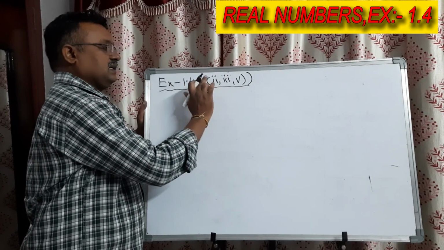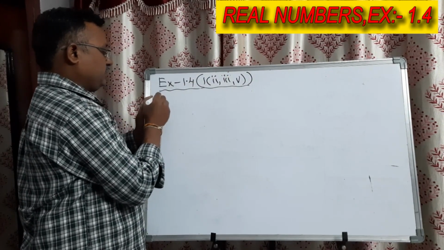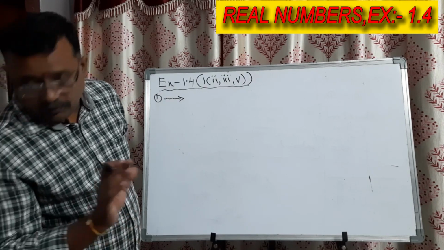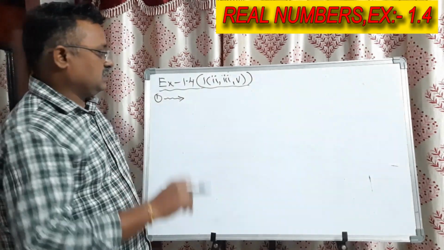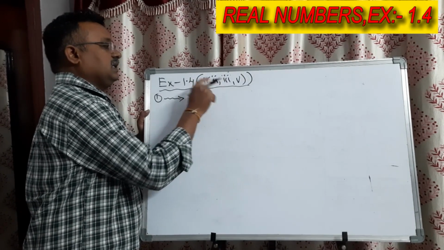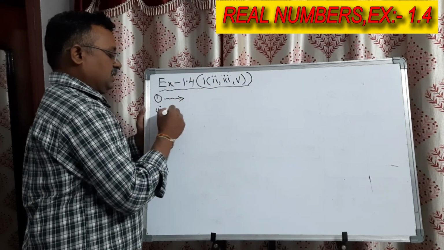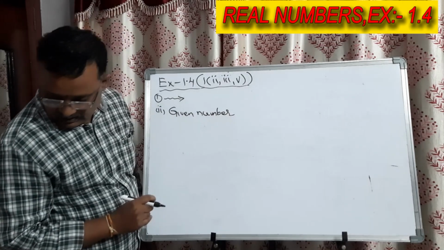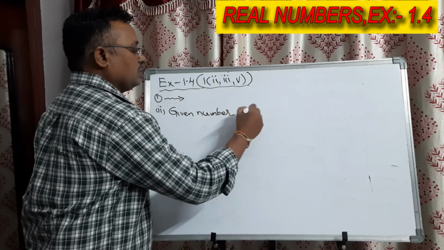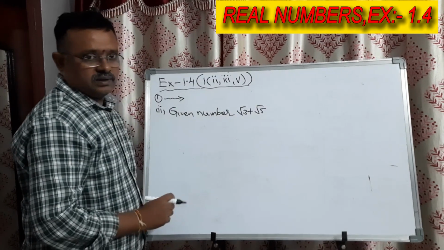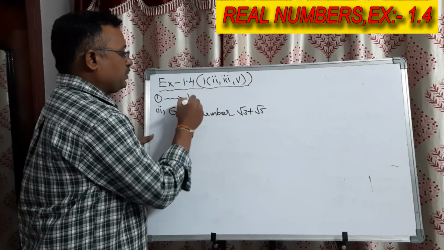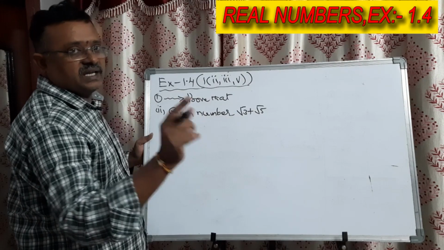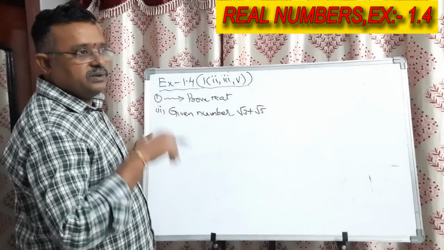So, what is the speciality of these questions? The first question is given like this: prove that the following numbers are irrationals. In that, the second question contains the given number root 3 plus root 5, sorry. They are asking to prove that root 3 plus root 5 is irrational. Okay? So, how do we do this problem?